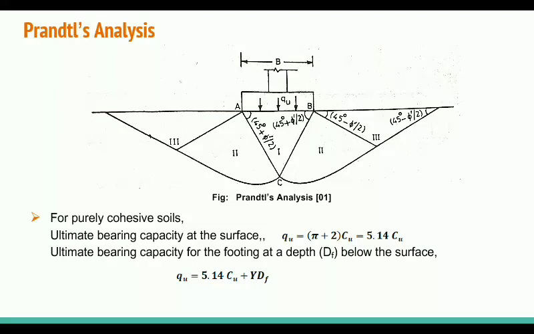But one more disadvantage of this theory is that it is valid only for a footing with a perfectly smooth base in contact with the soil. But in real cases, actual footings have a rough base. Means this theory does not give accurate results for field conditions. That's why in 1943, Terzaghi gave a theory to calculate the ultimate bearing capacity for the strip footing.